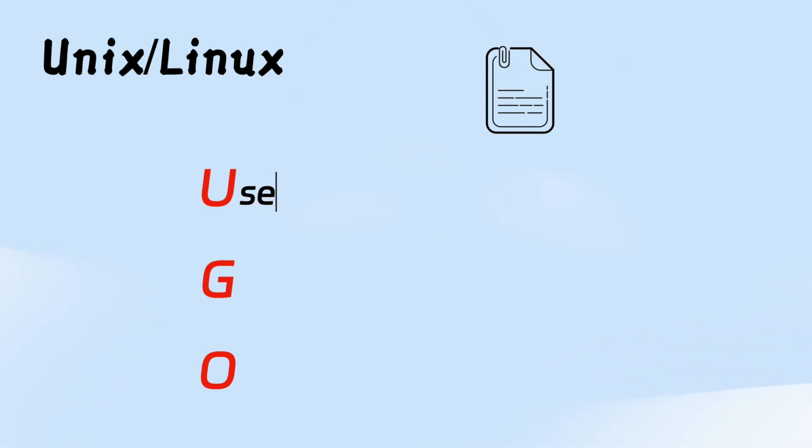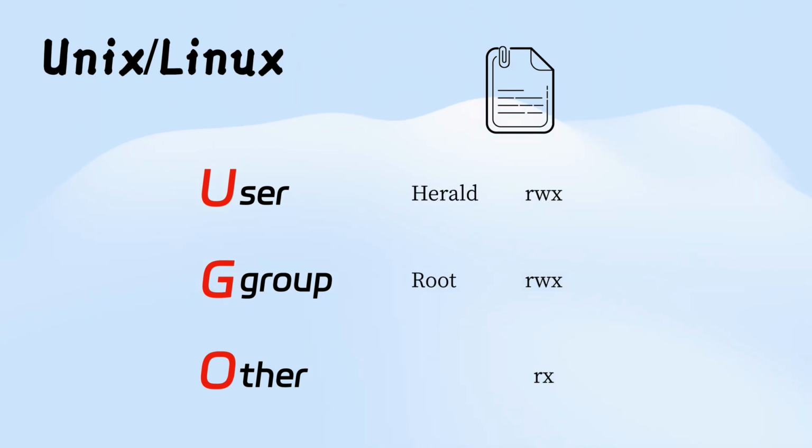UGO is a traditional permission model in Unix, Linux systems. It manages permissions on a per-file basis. Each file can have access permissions set for 3 types of roles. U stands for user, who is the owner of the file. G stands for group, which is the user group the file belongs to. O stands for other, which includes all users other than the user and the group. Each role can be granted 3 basic permissions: read, write, and execute.